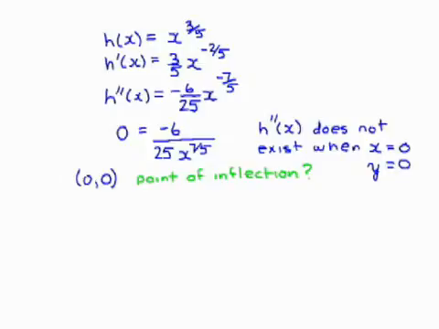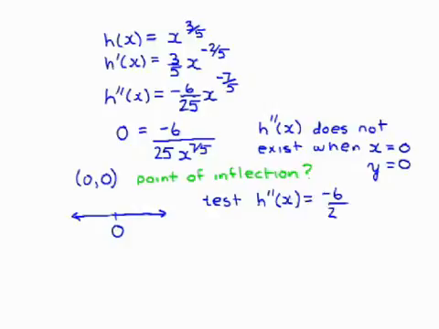So I write down my number line, and I place my x value of 0 on that number line. I want to test the second derivative on either side of that x value of 0. So I've chosen x equals negative 1 and x equals positive 1. When I take x equals negative 1 and substitute it into my second derivative, I end up with h double prime of x equaling positive 6/25.